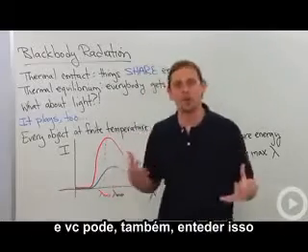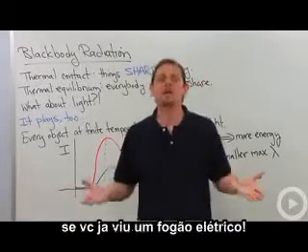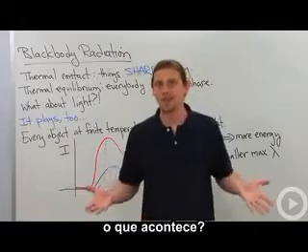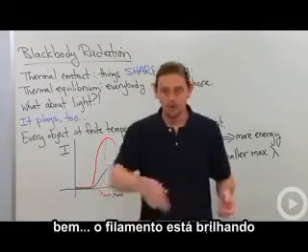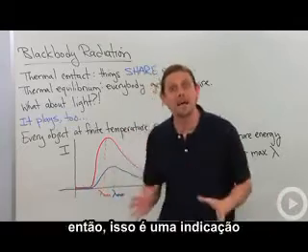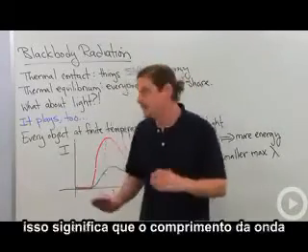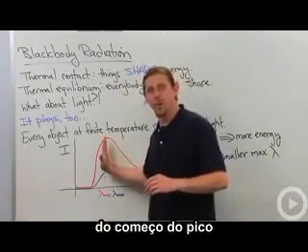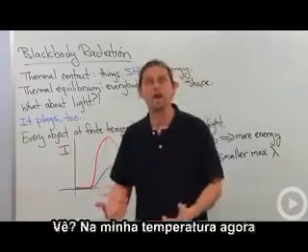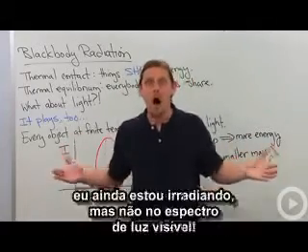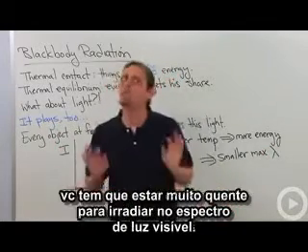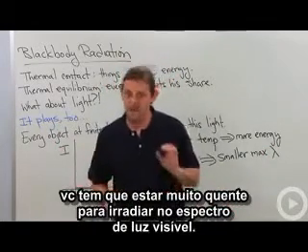Now, you can also understand this just kind of qualitatively if you've ever seen an electric range. You turn it on, turn it up to high, and what happens? How do you know it's hot? Well, the filament is glowing, right? It starts glowing red. So that's an indication that it's hot. That means that the wavelength of peak emission has moved over far enough that you can actually see visible light. See, at my temperature right now, I'm still radiating, but I'm not radiating in the visible spectrum. You've got to be pretty hot to radiate in the visible spectrum.